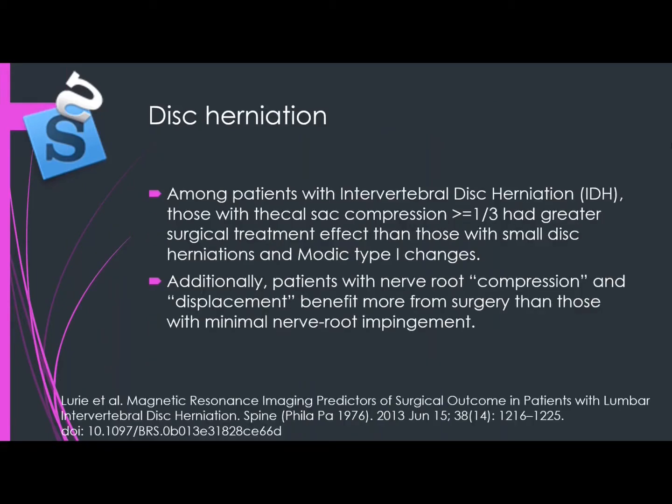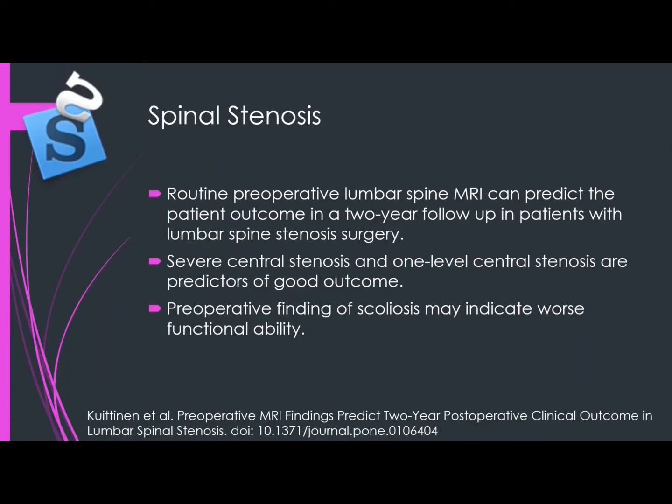Firstly, in the case of disc herniation, Lurie et al. report that among patients with intervertebral disc herniation, those with thecal sac compression exceeding at least 1/3 of the sagittal diameter have greater surgical treatment effect than those with small disc herniations or those with moderate type changes. This publication also compares patients who have not undergone surgical treatment with those who have undergone surgical treatment. You can see more details down below.